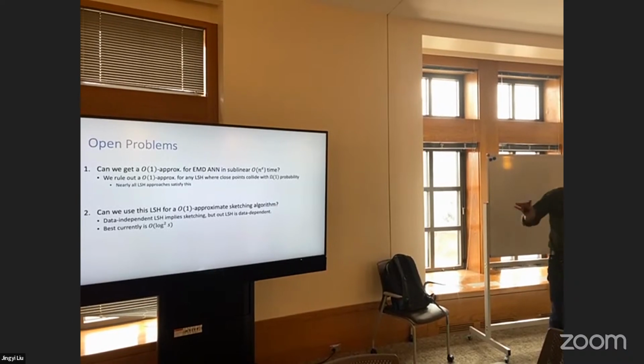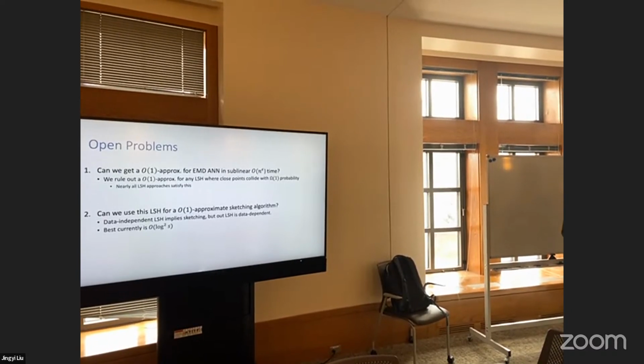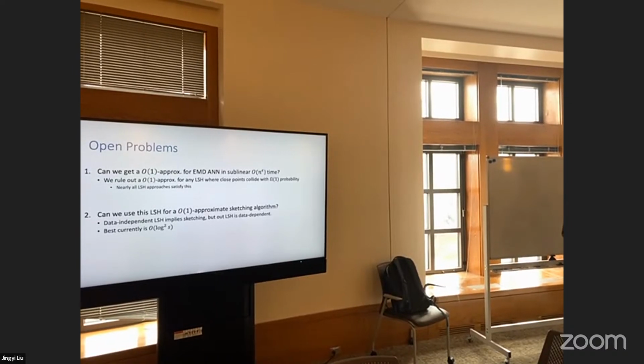As a practitioner, I have to say that we solve nearest neighbor search differently, but it seems difficult to get a constant approximation, but we really don't have a ton of techniques to show that. So hopefully we'll get some progress in the next couple of years.